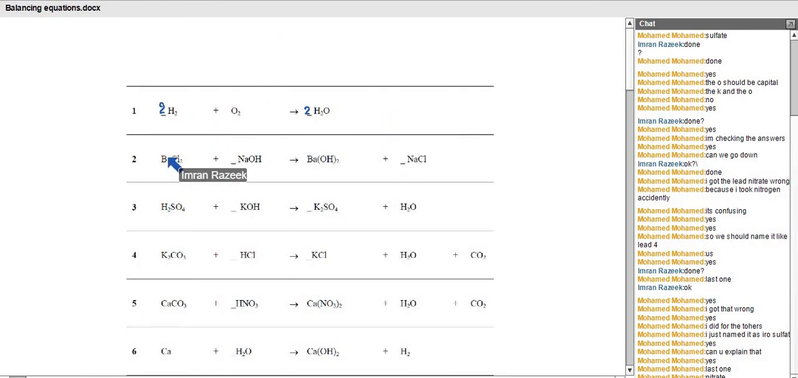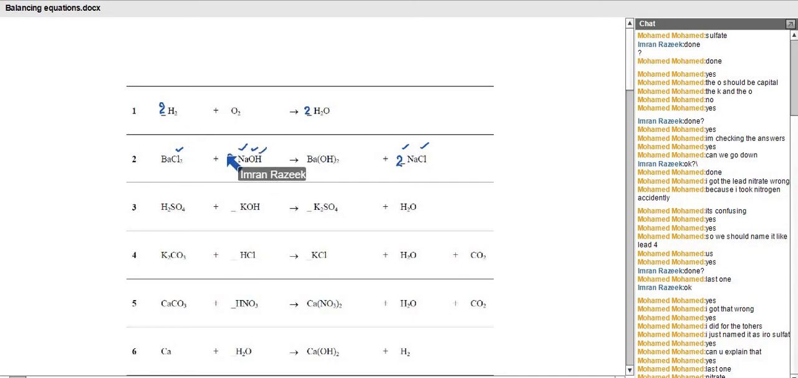Generally, when it comes to a complex reaction, starting with the cation to balance is much easier than starting with the anion. Now look at this. One barium, barium is balanced. One sodium, sodium is balanced. Two oxygens and two hydrogens, right? And two chlorines. So put two in front of sodium chloride to balance the chlorine. Chlorine is balanced. And two in front of sodium hydroxide to balance the sodium.